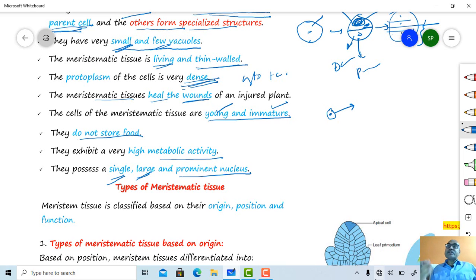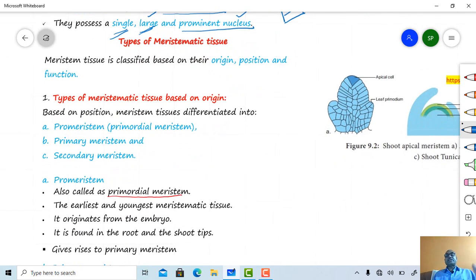What is mitosis? When a cell divides and produces the same type of cell, it is called mitosis, and it includes the prophase, metaphase, anaphase and telophase stages. So these cells generally have a single, large and prominent nucleus. Just see here the types of meristematic tissue.